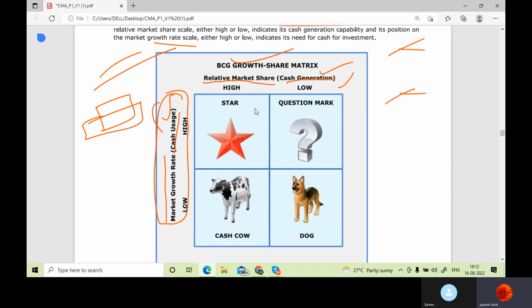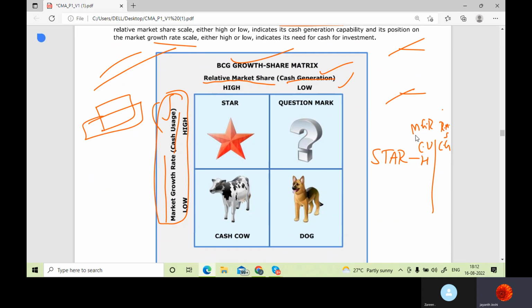So you see here star. When we see star, star is such a product. I'll just write cash usage, cash generation. So for a star product, the cash usage depends on market growth rate and relative market share. Star is such a product whose market growth rate is high and also market share is high. That means this is a product with high cash usage.